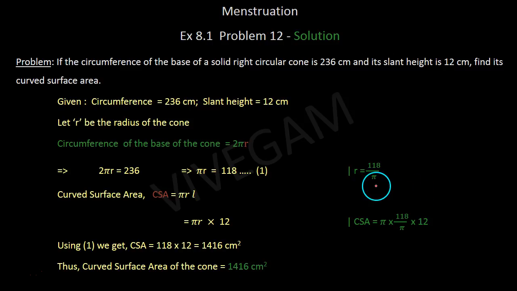In this method we are calculating r, but the key is we are not substituting pi as 22 by 7 and simplifying it, because this pi will get cancelled in the next step, and CSA is calculated using the formula pi r L and substituting r as 118 by pi. Whereas in the other method we are keeping pi r as it is, substituting pi r as 118 and calculating it. Whichever method suits you, you can use it.